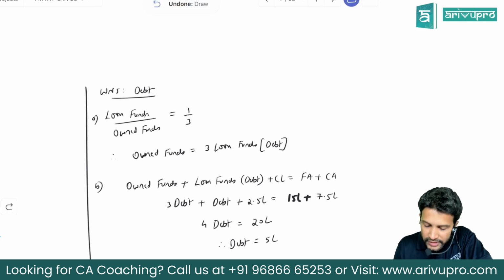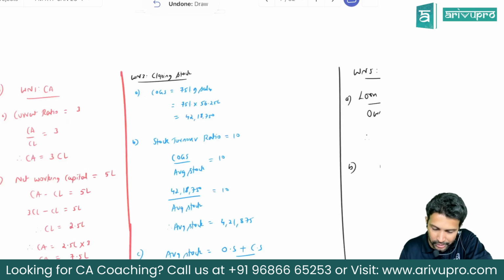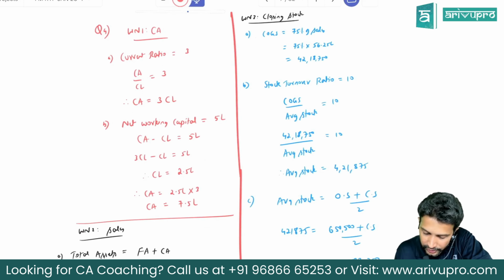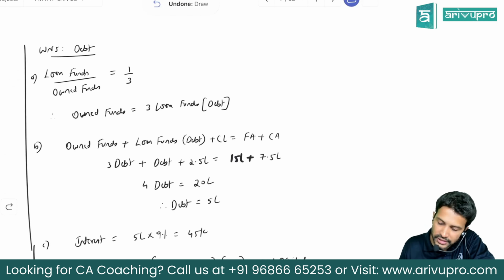Owned funds we already know. Instead of owned funds, what will we write? 3 times loan funds, or debt. Loan funds we are calling debt. So instead of owned funds, substitute 3 times debt, plus debt. Keep this as it is. Current liability, do you know? Yes, it is 2.5 lakh. Substitute that. Fixed assets and current assets you know. When you substitute this, you will get the debt value. How much? 5 lakh rupees. Using this, you can also find out owned funds.